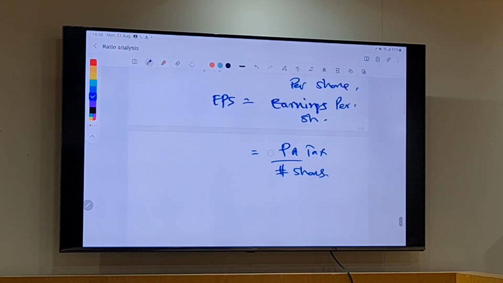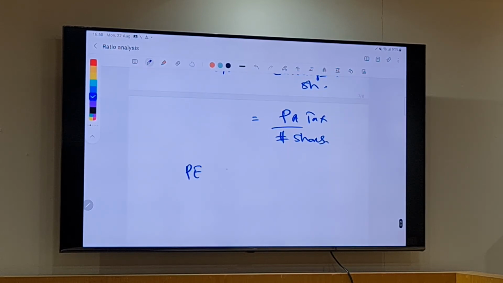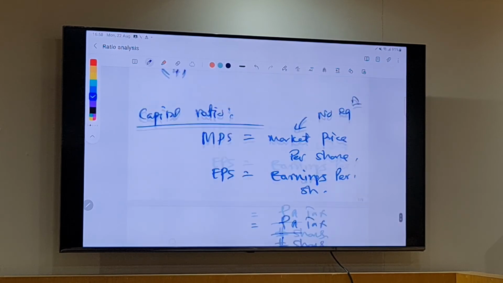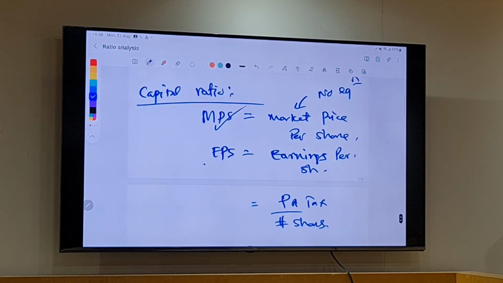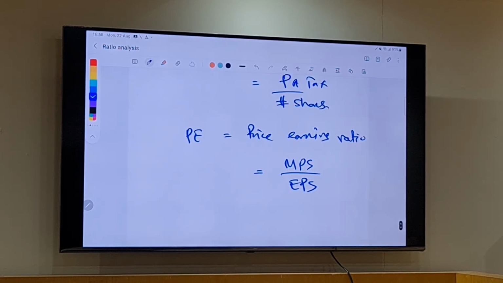Then you have PE, the price earnings ratio, which is MPS divided by EPS. You have this number and then you have this number, you divide one by the other, and you get the PE. Then you have dividend cover.